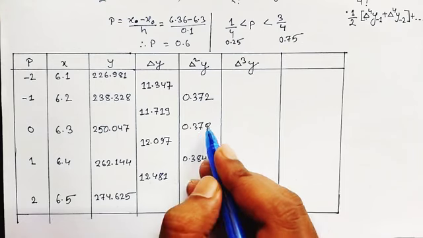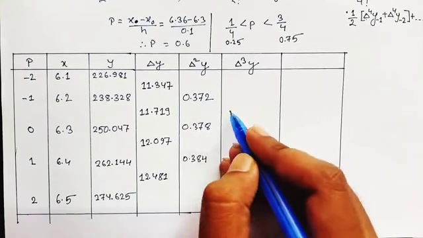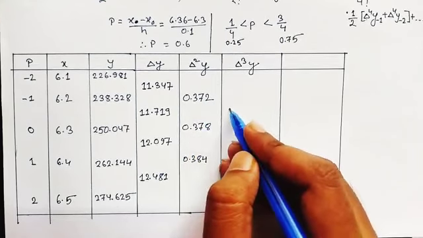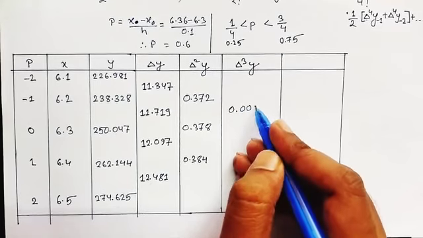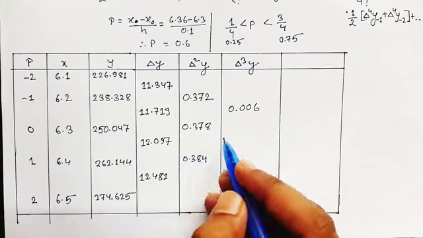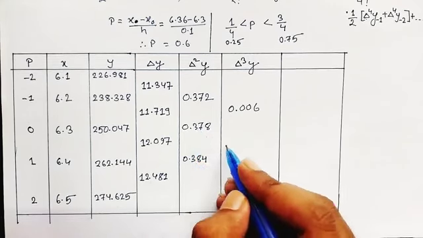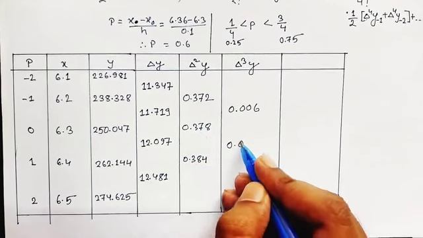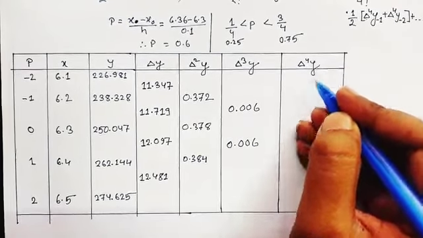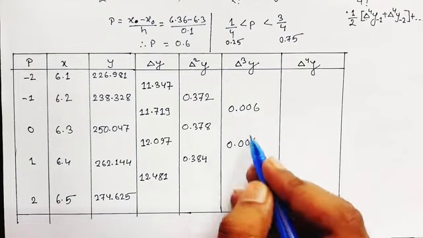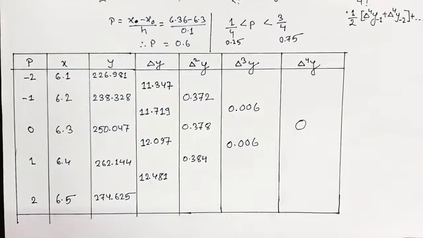For delta cube y, subtract this value from this value, so we will get here 0.006. Similarly, on subtracting this value from this value we will get 0.006. And again, delta 4y: for delta 4y subtract this value from this value, we will get here 0.